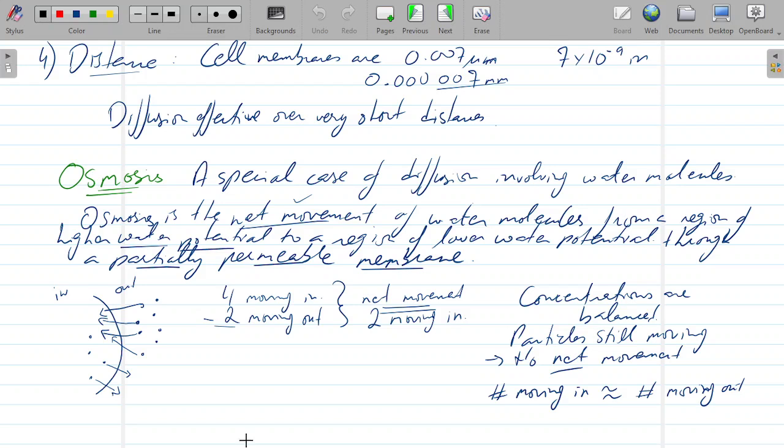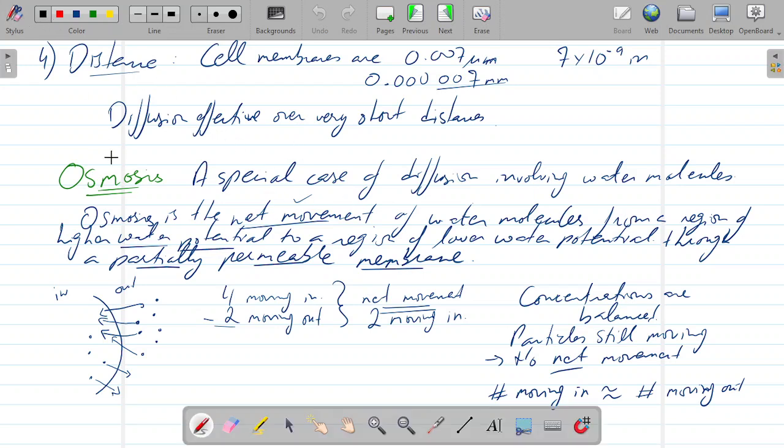The last time we started with osmosis, we talked about how it is a special case of diffusion with regards to the movement of water molecules. The definition of osmosis is the net movement of water molecules from a region of higher water potential to a region of lower water potential through a partially permeable membrane.